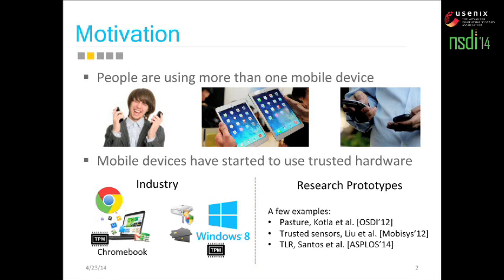For example, Google Chromebooks are using TPMs for many features like firmware rollback prevention and file encryption. And Windows 8 is using TPMs for applications like BitLocker and virtual smart cards. There are also many research prototypes proposed by the research community. Among them are Pasture, which offers secure offline data access, trusted sensors, which use TPMs to sign the sensor readings, and trusted language runtime, which builds a .NET language runtime for building trusted applications.